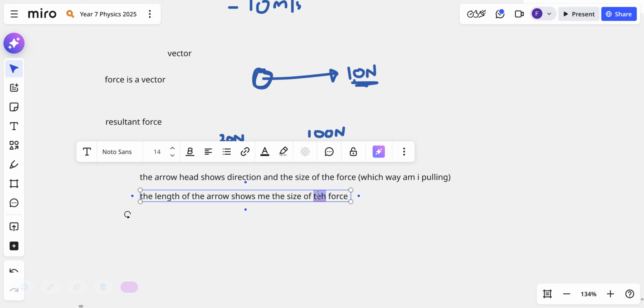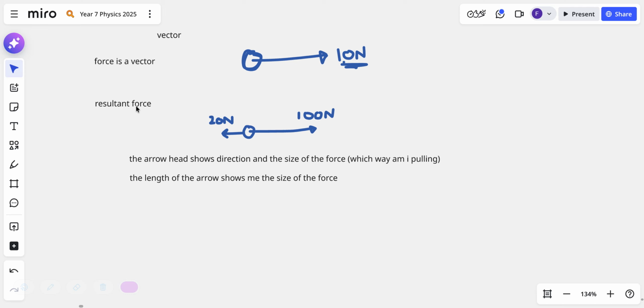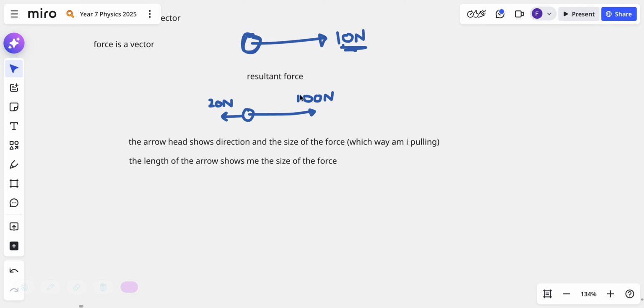So as you can see, I'm pulling, well, I was actually pulling. We both had harnesses. I'm pulling to the right with 100 newtons of force. Newt, being a naughty boy, was pulling to the left with 20 newtons of force. So what's the resultant force? Okay, so the way you work it out is, to my right is positive, to my left is negative.